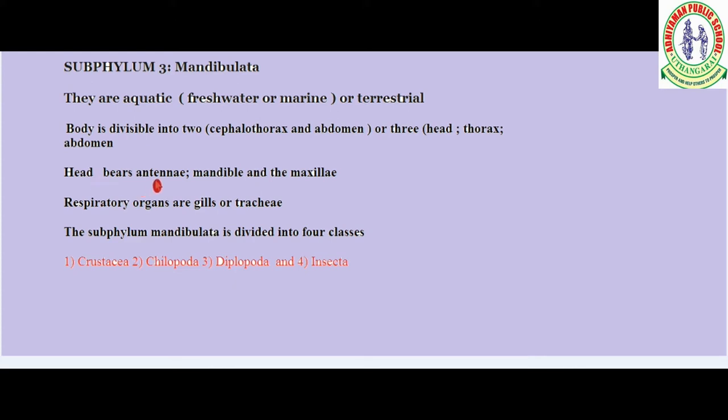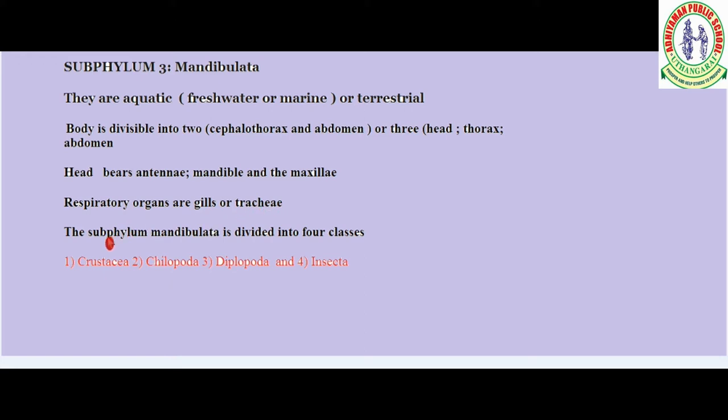Then the head has antenna, mandible, and maxilla. Antenna will have the sensory function. Respiratory organs are gills or trachea. Respiration is by gills, or branchial, or by trachea.